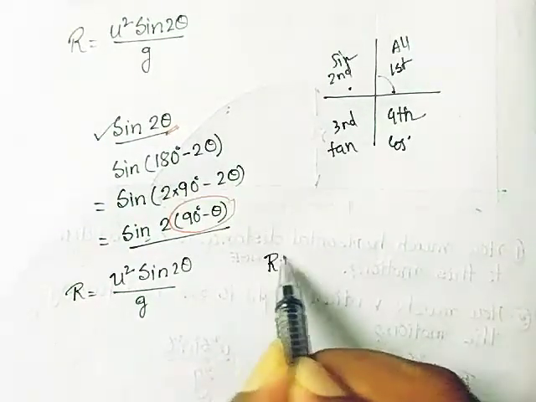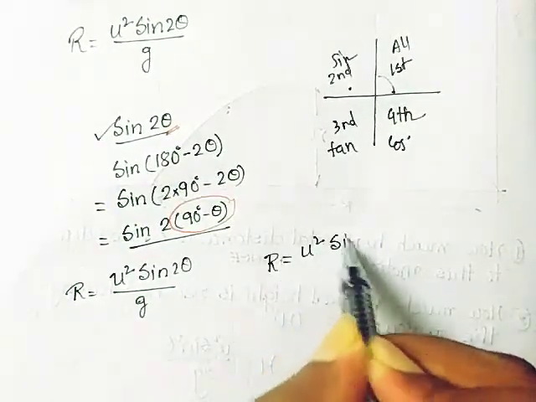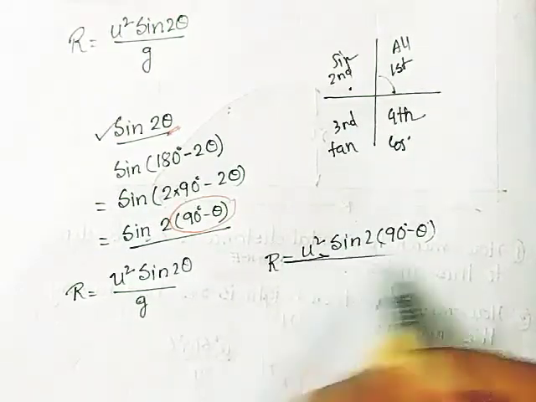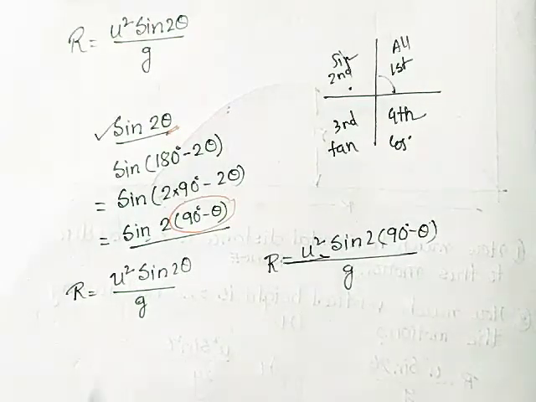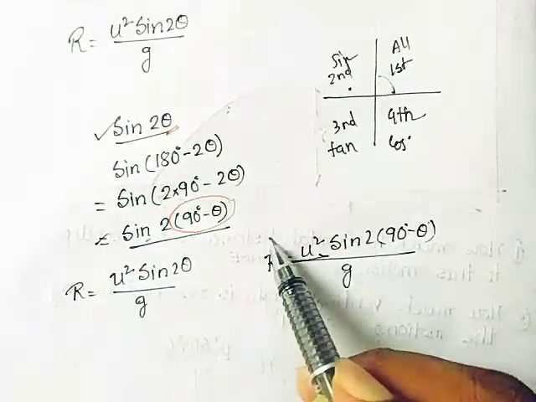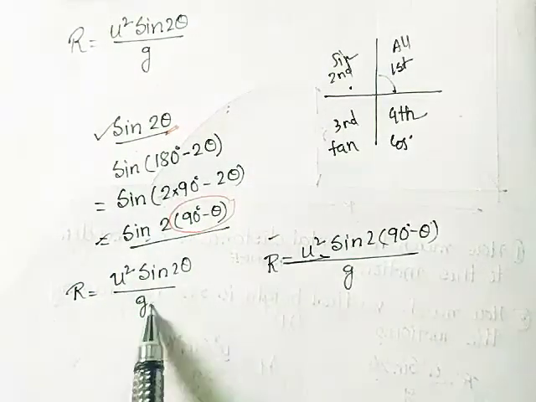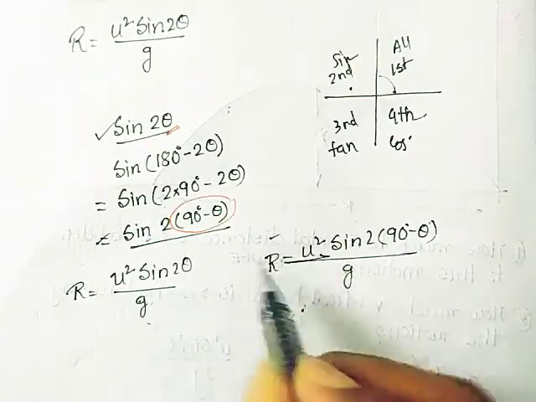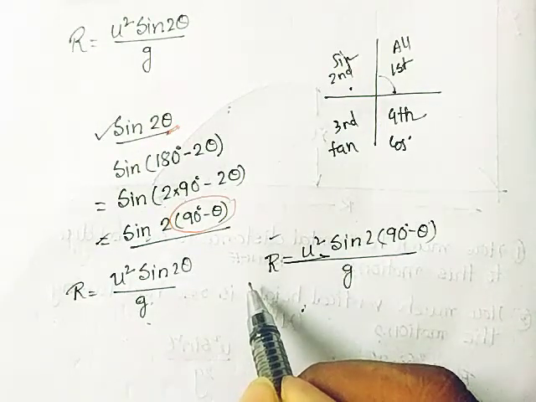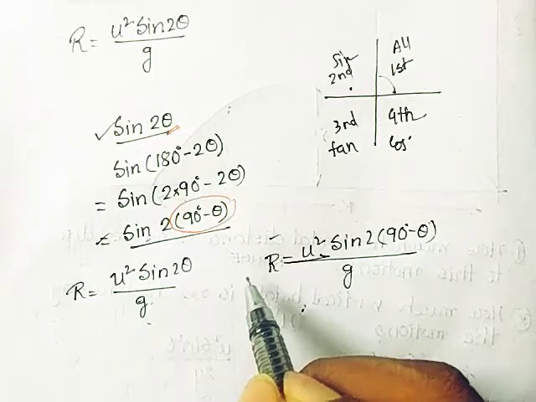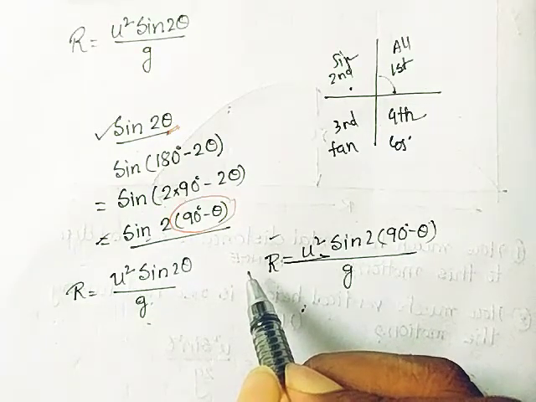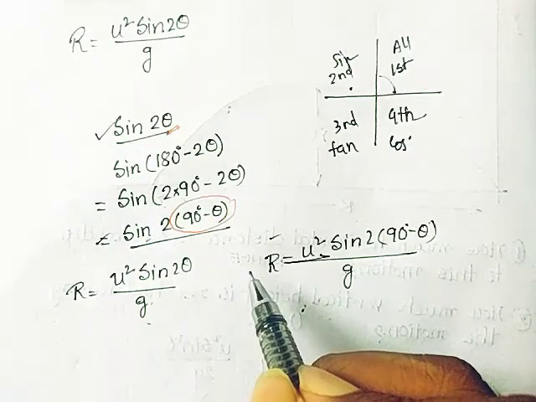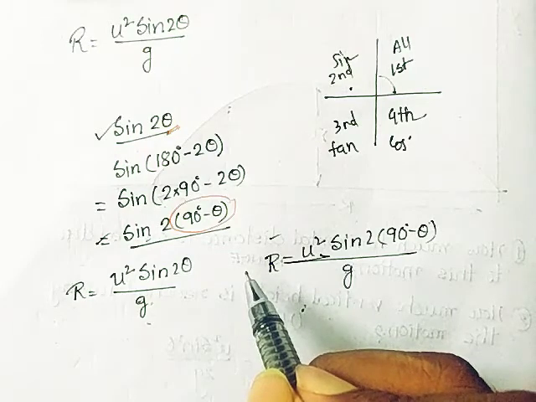So these two things allow me to write these two expressions. What these two expressions tell us is that in both cases the range is the same. So whether I throw the particle at a certain angle or at its complementary angle, the range is the same.